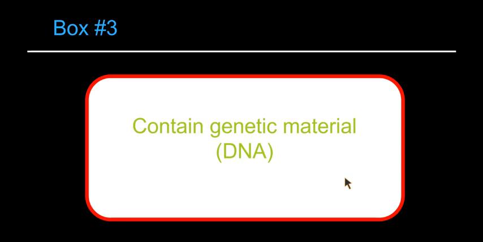In box number 3, please write, contain genetic material. All living things have genetic material called DNA. Every single cell contains DNA. DNA is the code of life. In order to be alive, an organism must have DNA.